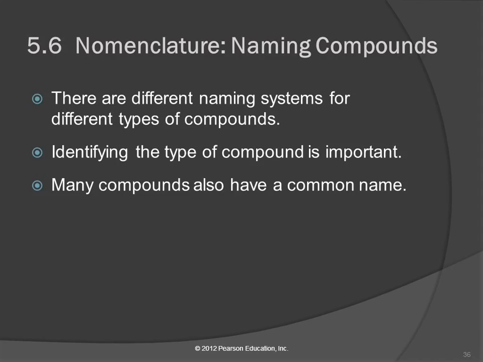Nomenclature. Nomenclature is a system for naming compounds. And just like people in different countries have different systems for naming their children, we have different systems for naming different kinds of compounds.